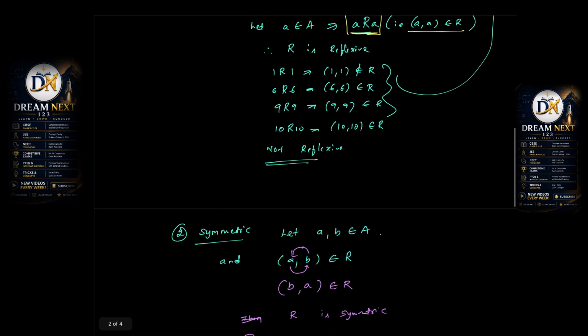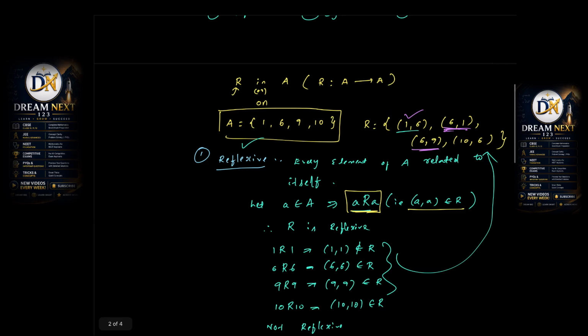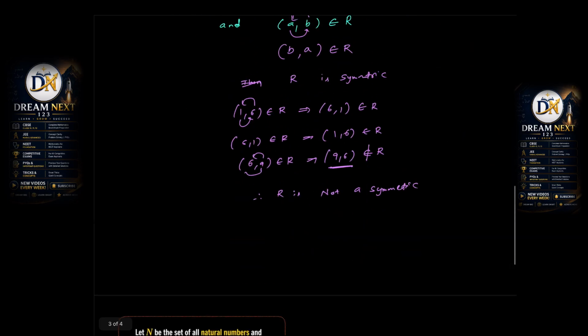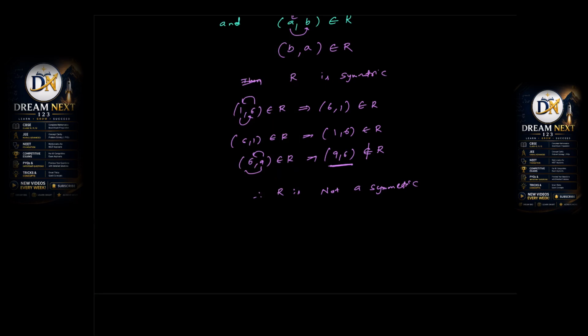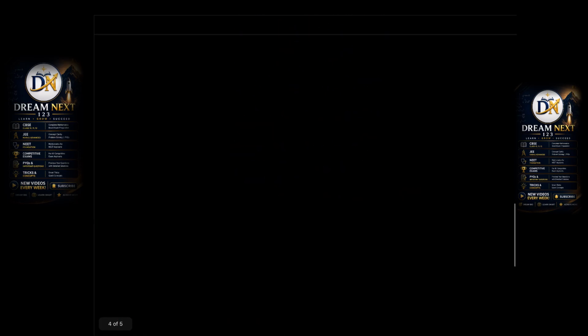I hope you understand the meaning of symmetric. Let's come to the final one, transitive. Let us understand the last definition, the last type. The third one is transitive. Let us consider three elements, and these three elements belong to A.